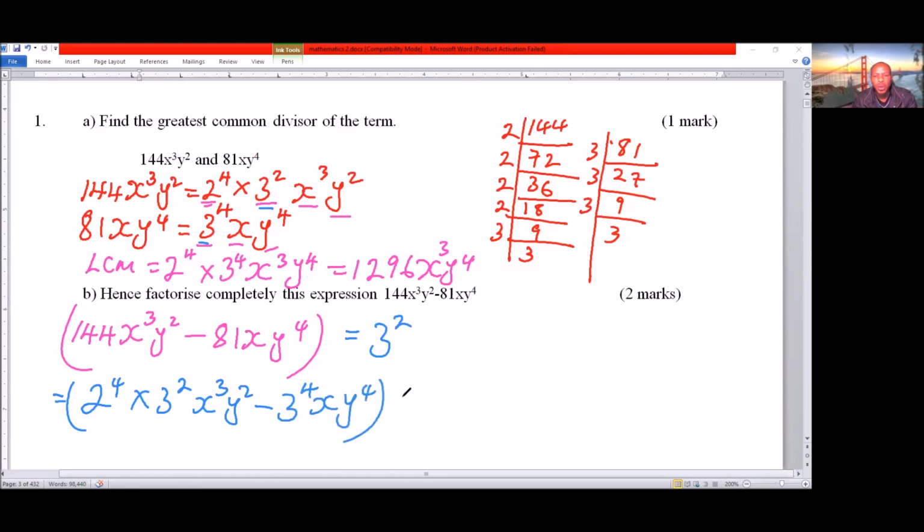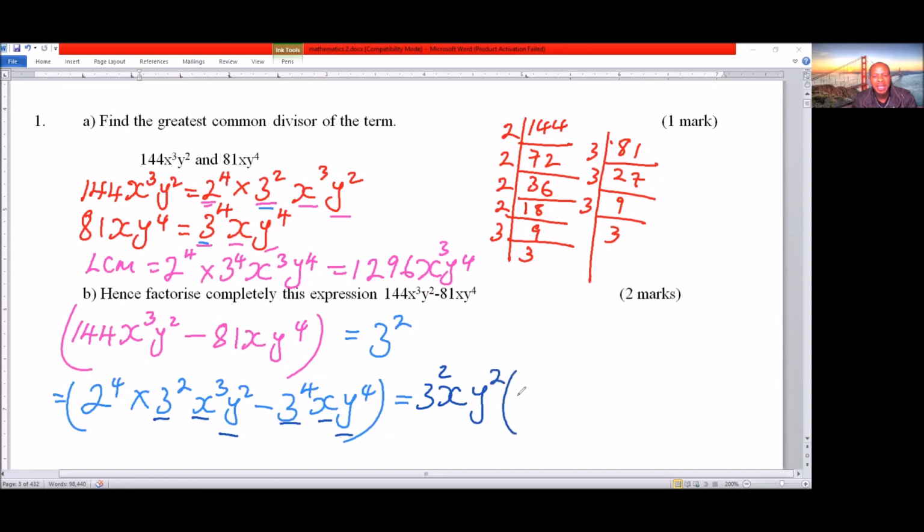So we want to factor out what is common. What is common here? We have said 3 squared is common. Here we have 3 to power 4 and 3 squared, so we can factor out 3 squared. Then we have x and x cubed, so we can only factor out x. Then here we have y squared and y to power 4, so we can factor out y squared.